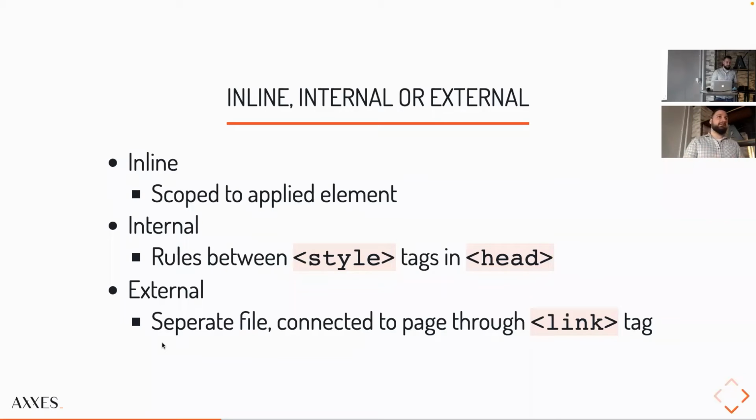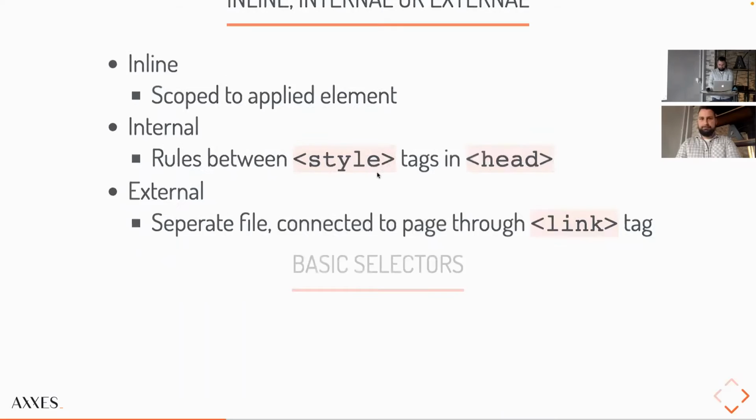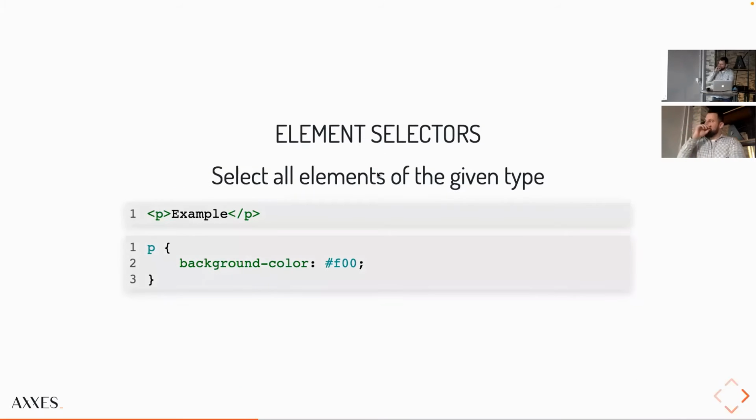You can make a separate CSS file, for example, for printing. If you want to print, you can set everything in black because it's much better for the environment instead of all in color. Then the basic selectors, as I mentioned, element selector. Just in this case, a paragraph tag.